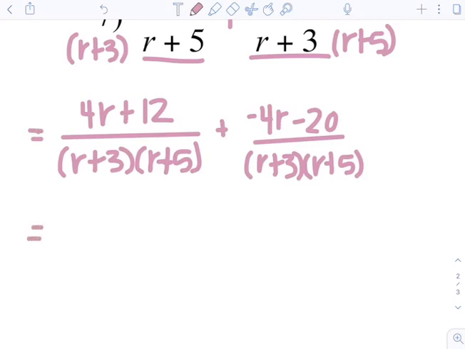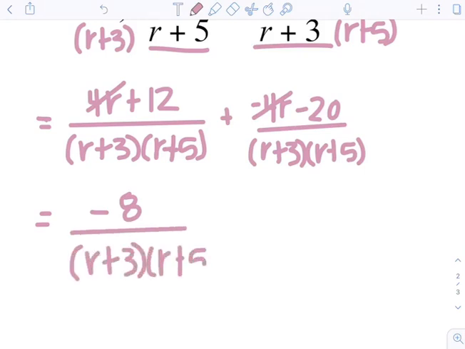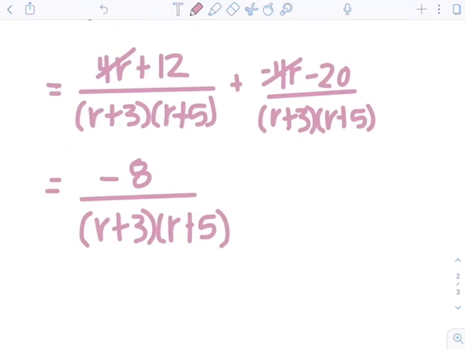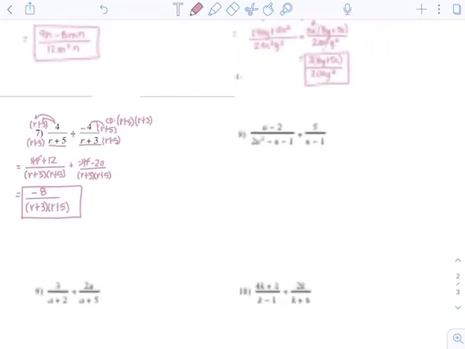So now that the denominators are exactly the same, you're going to combine your like terms in the numerator. So I have 4r and negative 4r. So those cancel each other out. And 12 minus 20, that's negative 8, over r plus 3, r plus 5. I don't see any binomials that match. I don't see anything that's going to simplify, so that's your final answer.